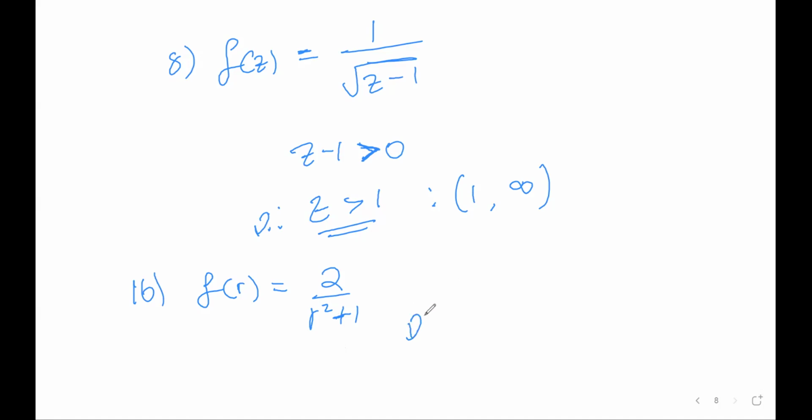So the domain of this function would then just be all real numbers. This function will be defined for any real number that you substitute into it. Okay, so that's that about domains. We will see more of this in your lectures in class.